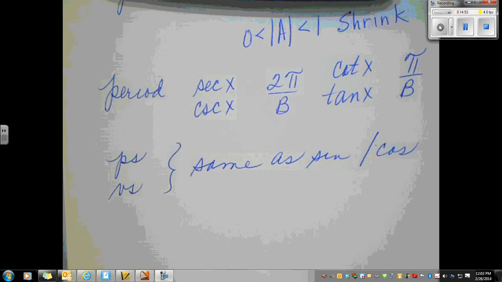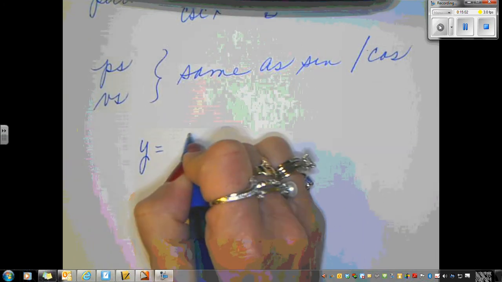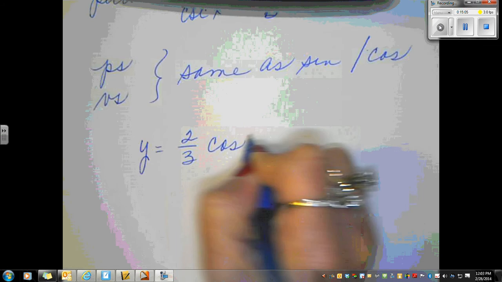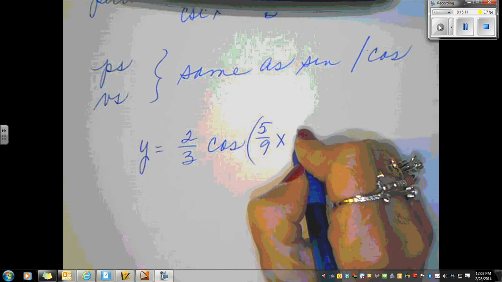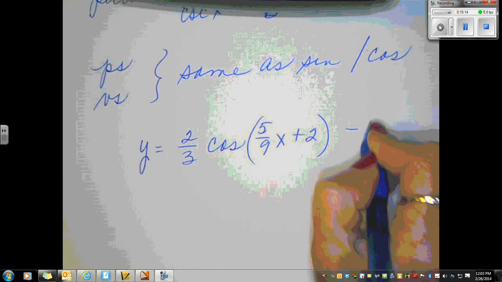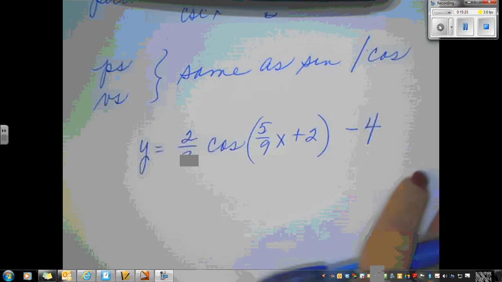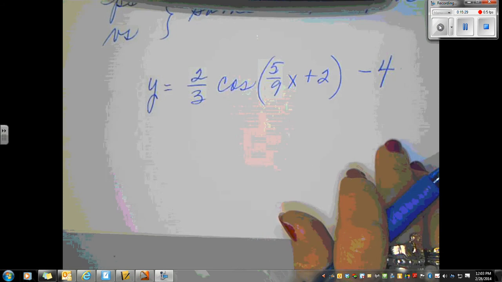All right, so let's talk about one of these. Let's do y equals 2/3 cosine of 5/9 x plus 2 minus 4. Step 1, what do I do? If I want to get the amplitude and all that, what am I going to do with this? I've got to get that b out of there, don't I?